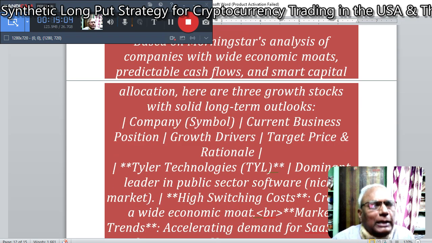First, company name and symbol. Second, current business position. Third, growth drivers. Fourth, target price and rationale.